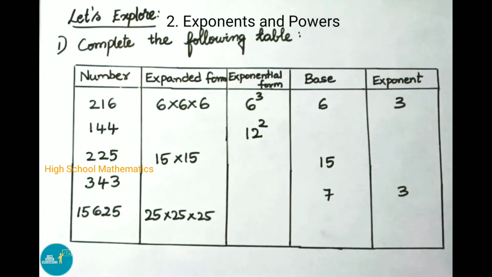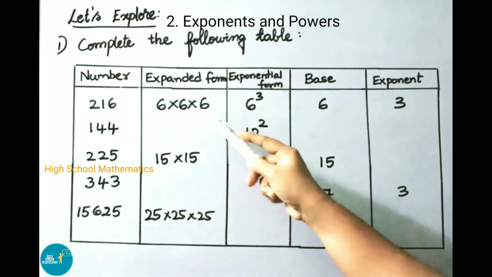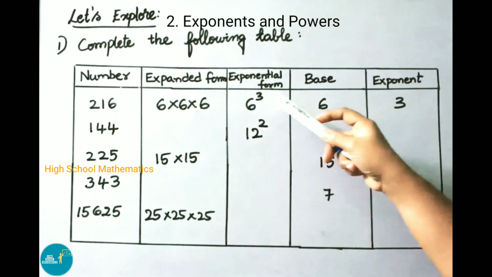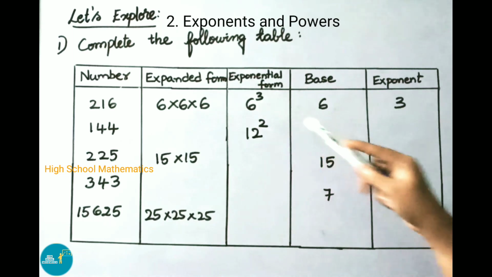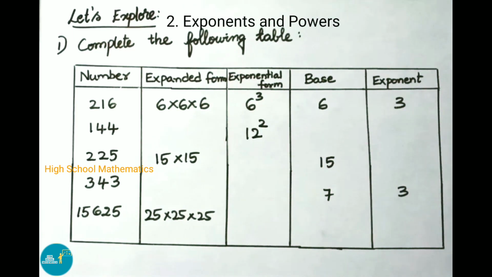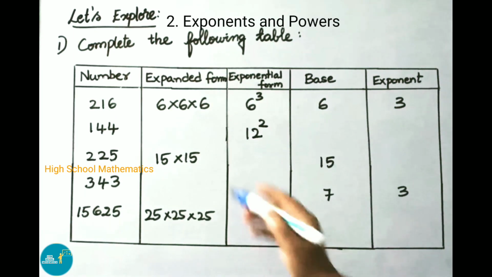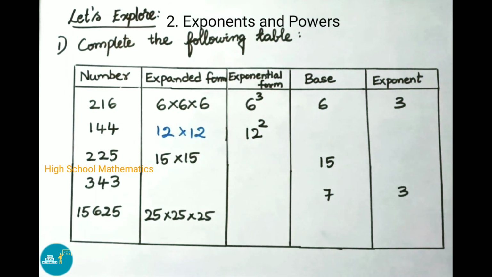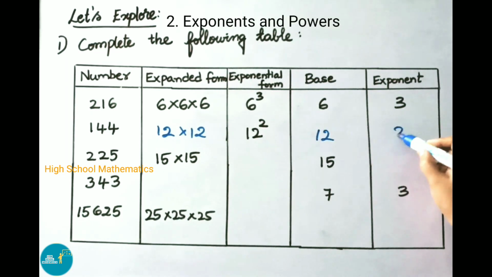See here number 216. Expanded form: 6 6s are 36, 36 6s are 216. So it is written in exponential form as 6 power 3. Here base is 6 and exponent is 3. Now the next one, 144. Here the exponential form they have given is 12 power 2. So the expanded form is 12 into 12. 12 12s are 144. Let us write here base 12 and exponent is 2.